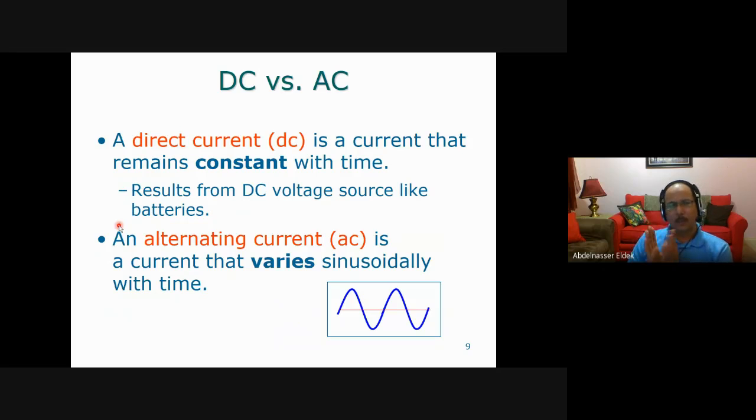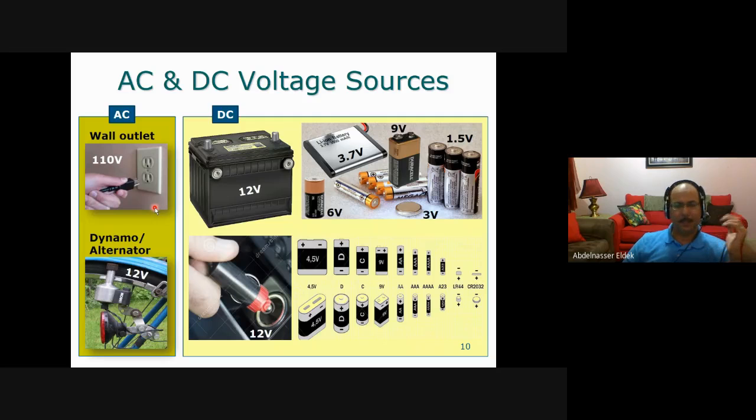Voltage or current, both of them are either DC or AC. So DC and AC are not only for voltage or current. The current or voltage can be AC or DC. What's the meaning of DC or AC? Very simple. DC is just a constant value. AC is variable. You see this sine wave? This is the AC. That's it. So DC means constant, AC means variable. Let's see some examples of DC and AC.